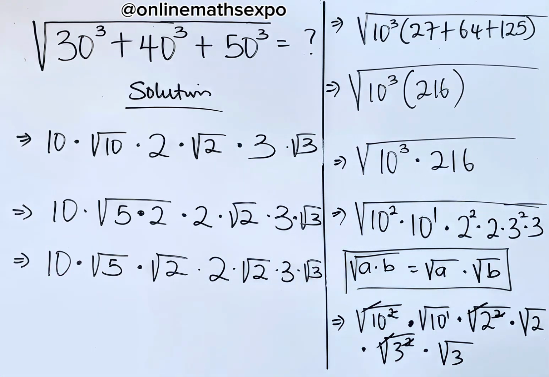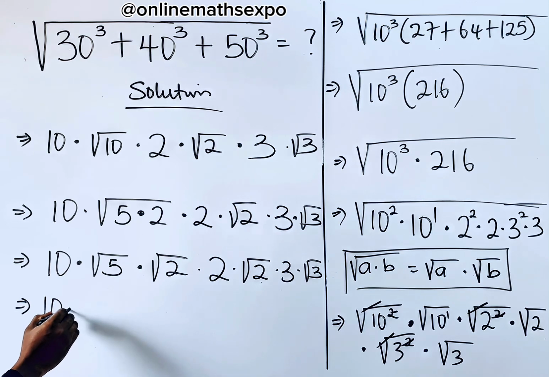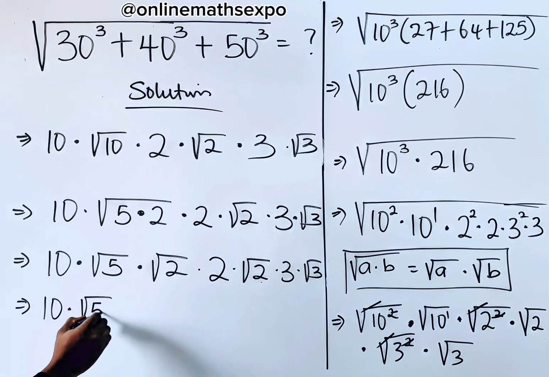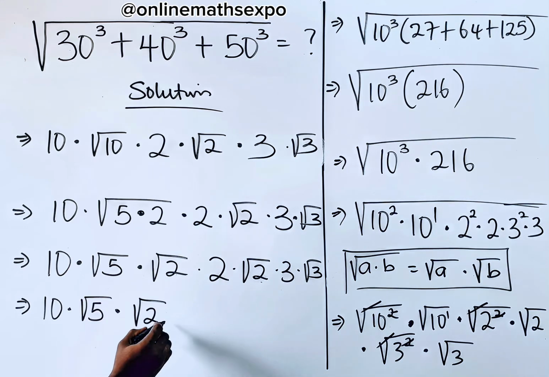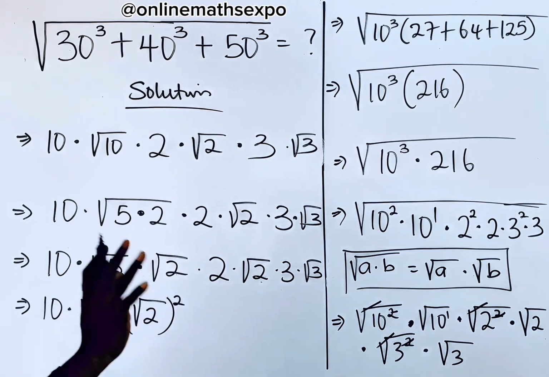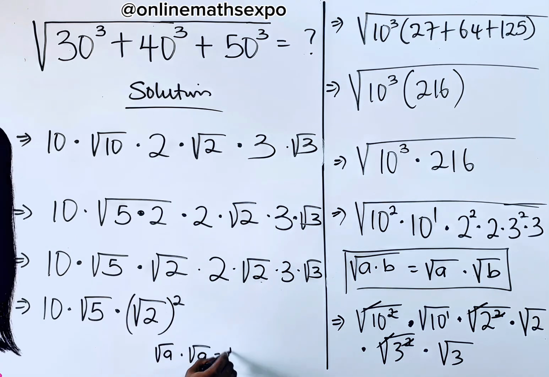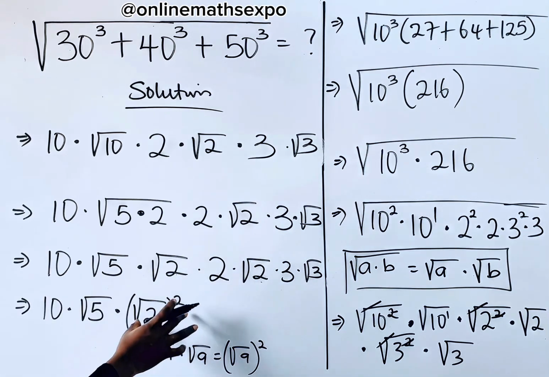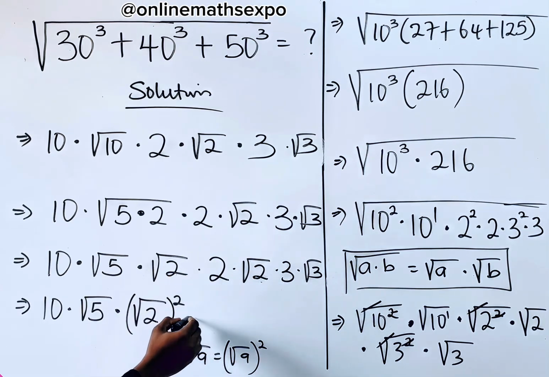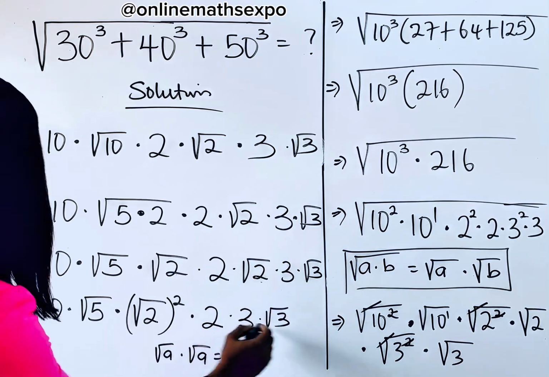Now, what did you observe again? You see that this and this are the same. So it means we are going to have 10 multiplied by this root 5 multiplied by, since they are the same, is the same as root of 2 raised to the power of 2. Just remember, for every root of A multiplied by root of A, it is root of A, then raise it to the power of 2, okay? So this guided us in this. So we have multiplied by 2, multiplied by 3, and then root 3.